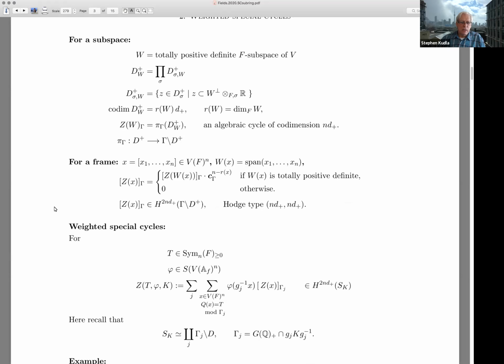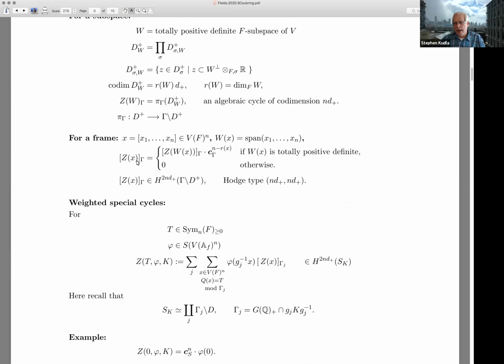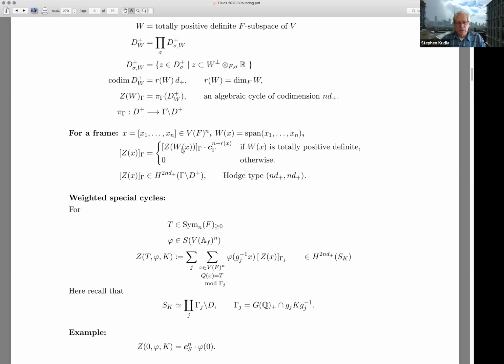Okay, so now to generalize this just a little bit, if I take an n tuple of vectors x and let W of x be their span, I'm going to define Z of x sub gamma. Now this is going to be a cohomology class. The bracket, I'm already passing from cycles to cohomology classes. What I do is I take the span of, well, if these guys span a totally positive subspace, I use that totally positive subspace by the construction mentioned up above, and I get a class in degree, well, the class will be in degree 2n D plus, okay?